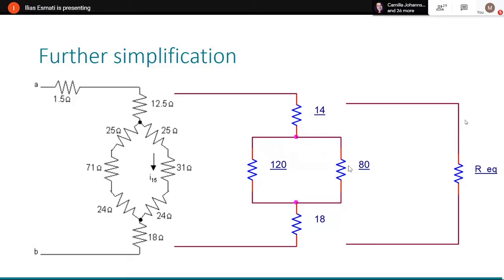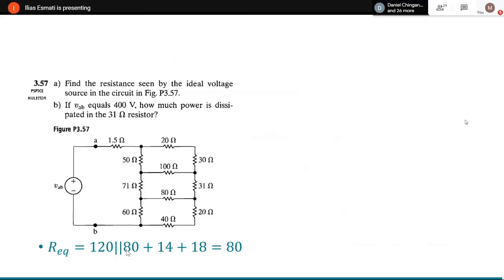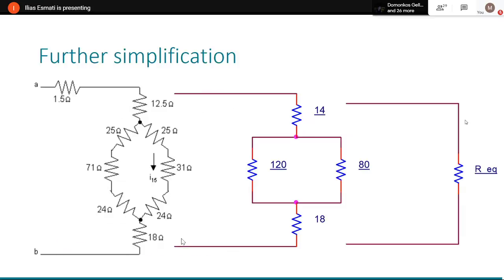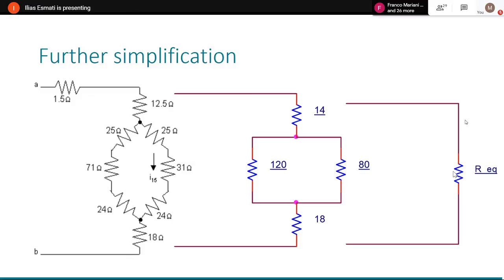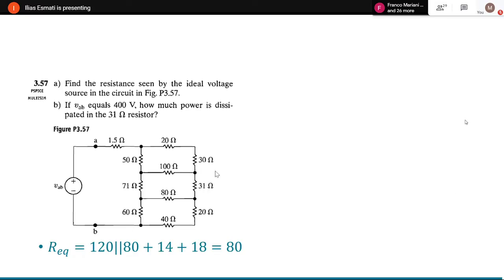Since 80 and 120 are in parallel, we know how to add two parallel resistors. And 14 and 18, they're in series, so we simply add them. It will be 80. So what does it mean? This equivalent resistor seen by this voltage source is 80 ohms.